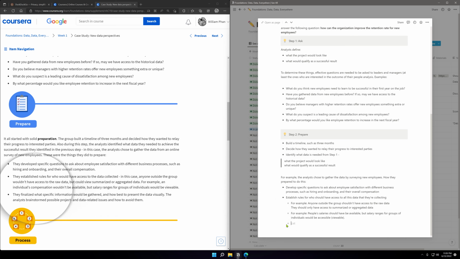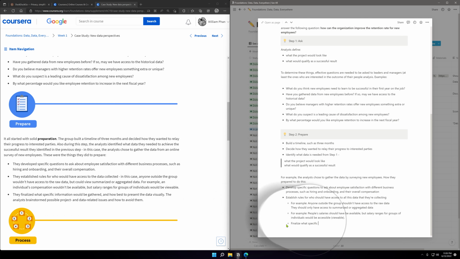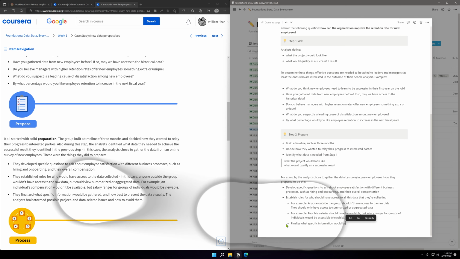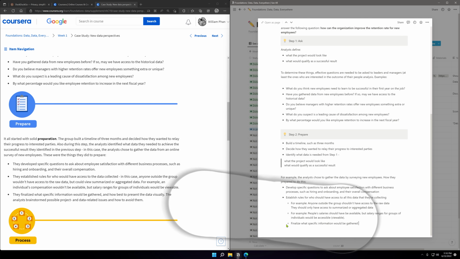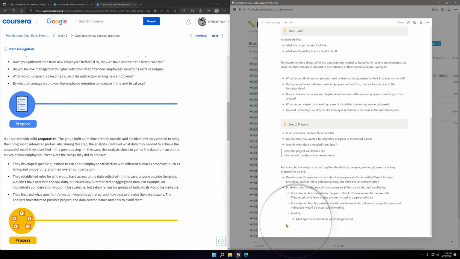They finalized what specific information would be gathered and how best to present the data visually.